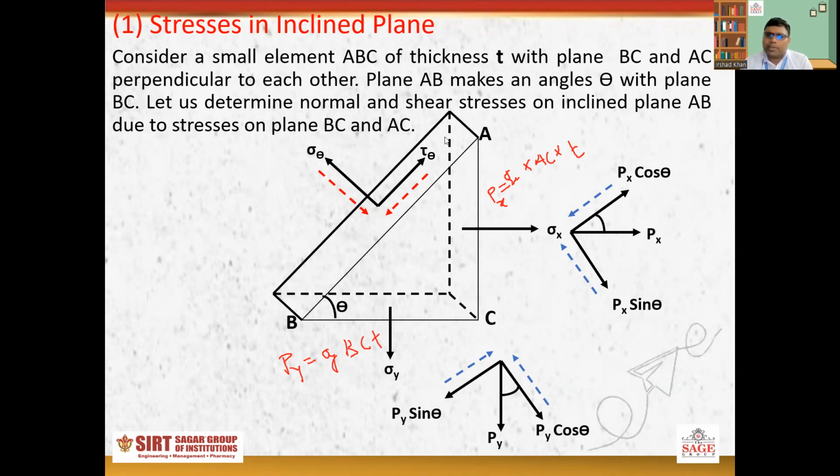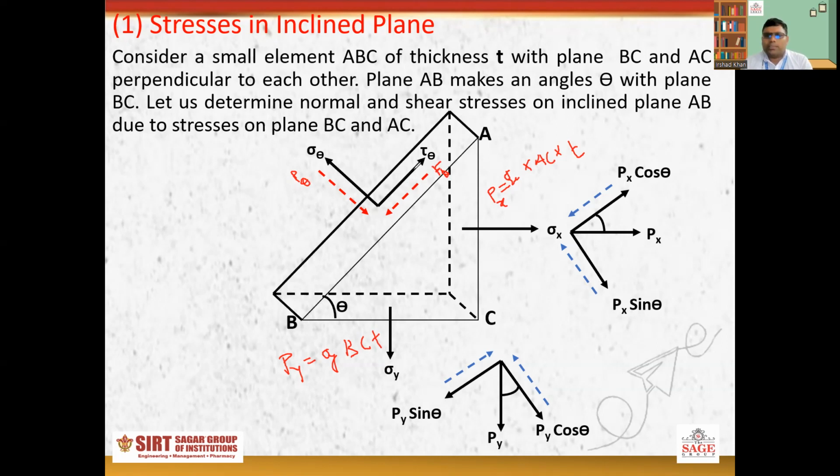Suppose I am writing here the shear force F theta, and here P theta, the normal force. The direction of this one, whether you take the red, the blue, or this black one, nothing is going to change. The red dotted and blue dotted lines show the force of resistance. We can take either of them; there will not be any change in the final relation.